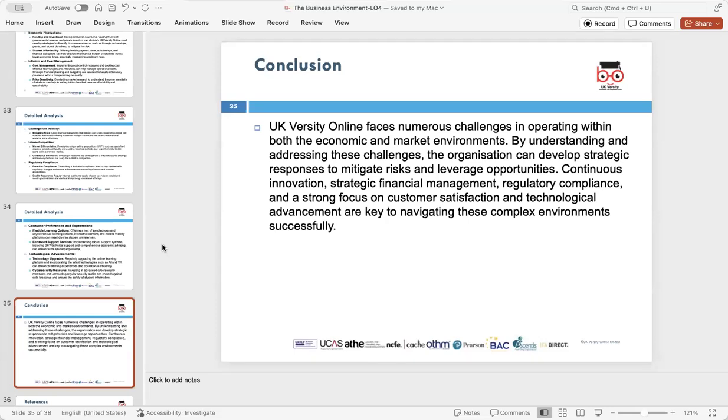By understanding and addressing these challenges, the institution can develop strategic responses to mitigate risk and leverage opportunities. Continuous innovation, strategic financial management, regulatory compliance, and a strong focus on customer satisfaction and technological advancement are key to navigating these complex environments. Successfully adapting to these challenges ensures the sustained success and growth of UK Versity Online.